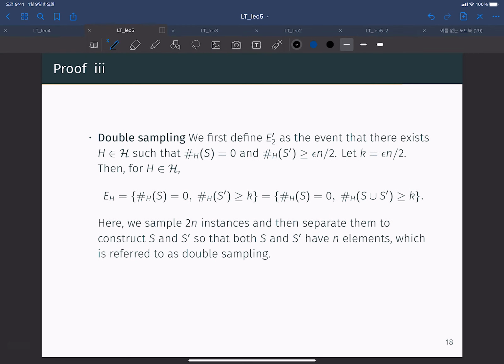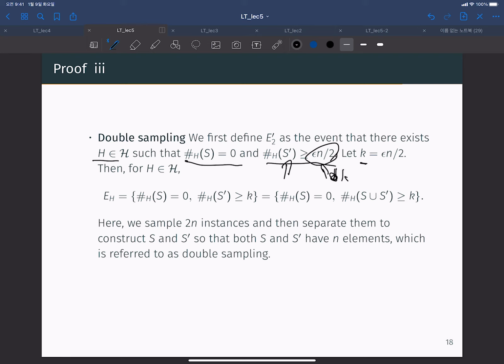So here we use the doubling technique. We first define E2 prime as the event that there exists hypothesis H such that there is no error event for the n size sample, and there are epsilon n over 2 error events for another independent n size data sample S prime. Okay, so let k be equal to epsilon times n over 2, to simply denote this by k.